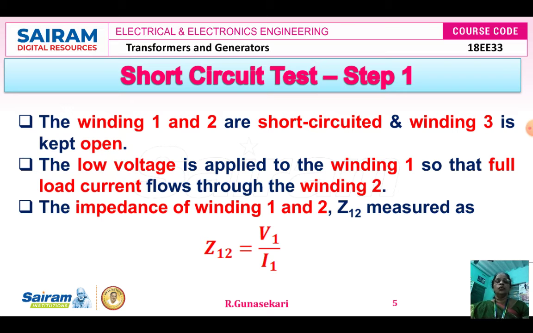Now, low voltage is applied to winding 1 with the help of an auto transformer. Now, full load current flows through winding 2 of the transformer. Now we calculate the impedance between windings 1 and 2 because windings 1 and 2 are short circuited. Therefore, we measure the impedance of windings 1 and 2, Z12 equal to V1 divided by I1.